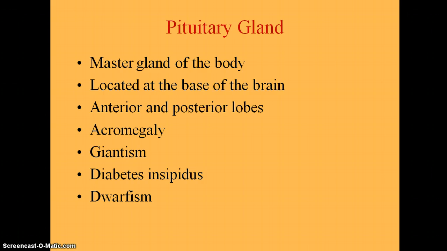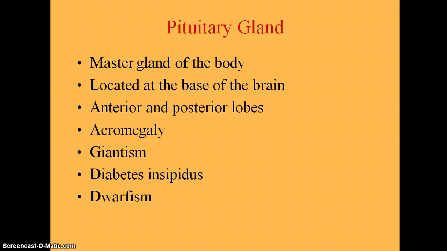In the posterior lobe, the hormones secreted are ADH, also called vasopressin, which is an antidiuretic. It promotes reabsorption of water in the kidneys and constricts blood vessels. And then oxytocin, or pitocin, which causes contraction of the uterus during childbirth, and it also stimulates milk flow from the breasts. All of those hormones are produced by the pituitary gland.